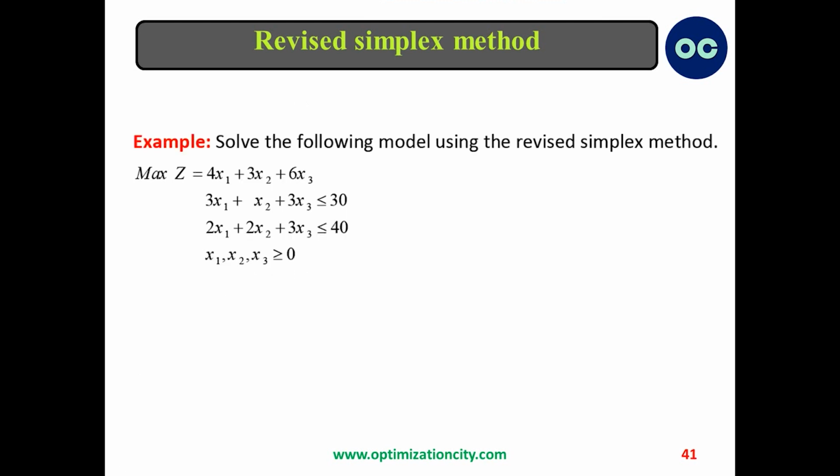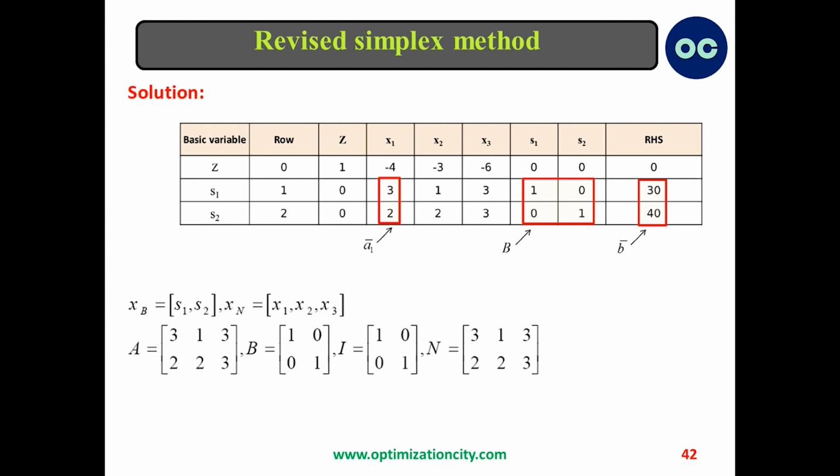Let's solve the following model using the revised simplex method. In the example, we have two constraints and three decision variables. So the starting table for solving the problem is as follows. In this table, you have basic variables s1 and s2, which are slack variables, and x1, x2, and x3 are non-basic variables, which are the decision variables. Matrix B represents the coefficients of the basic variables, while xN represents the non-basic variables.